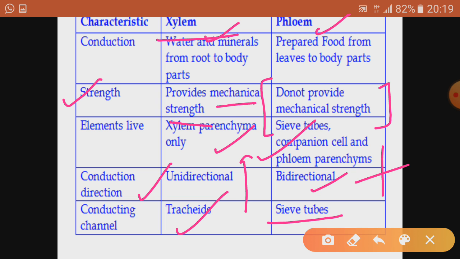So today your homework is first to remember all the types of cells present in xylem and phloem, and then mark the difference between xylem and phloem. Thank you.